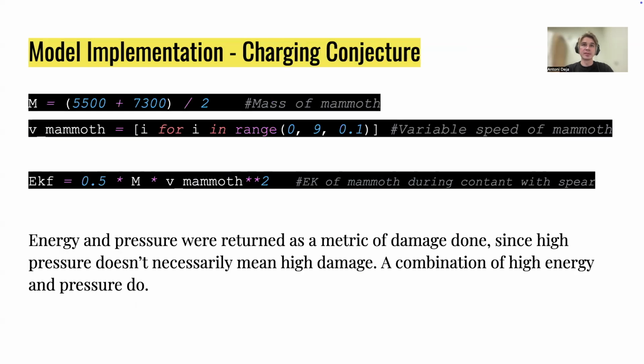Here's the model implementation for the charging conjecture. So first, the mass of the mammoth. We averaged two figures to get a more even value. And then we varied the velocity of the mammoth from 0 to 9 meters per second, and then calculated the kinetic energy of the mammoth as before, 1/2 mass times velocity squared. Again, energy and pressure were both returned as a metric because high pressure doesn't necessarily imply high lethality, but if the pressure and energy are high, then that gives us a pretty good metric that the lethality was high.